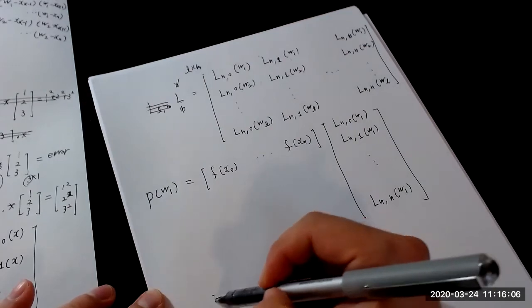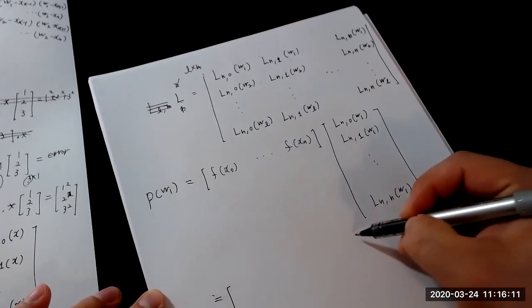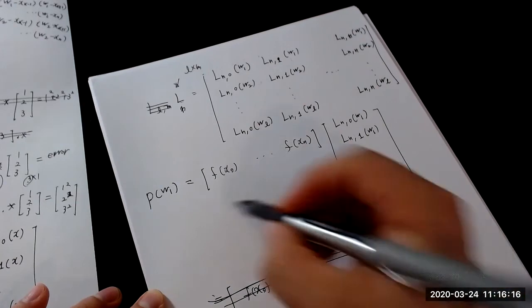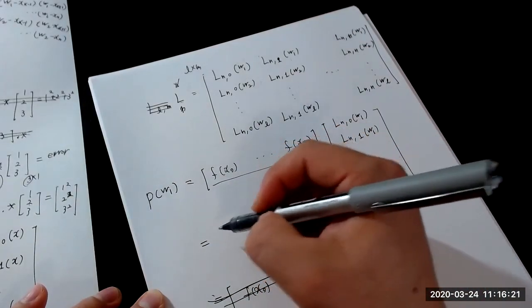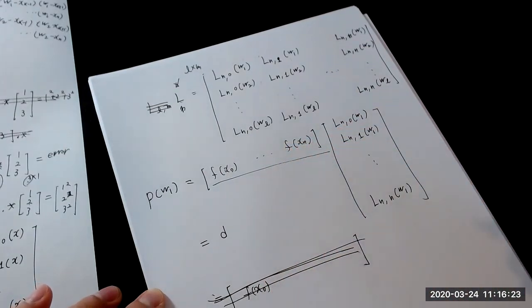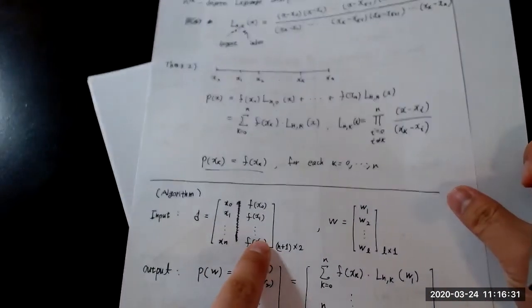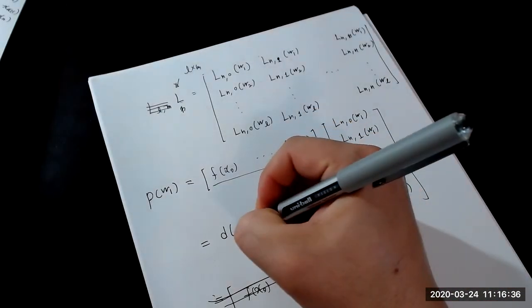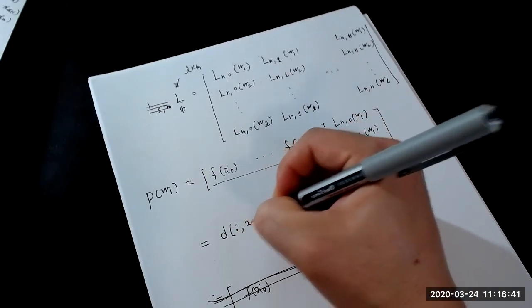So now we can say that this is equal to what? What's the structure of D? This is actually the second column of the input D, right? So it's all of the rows, comma, second column.